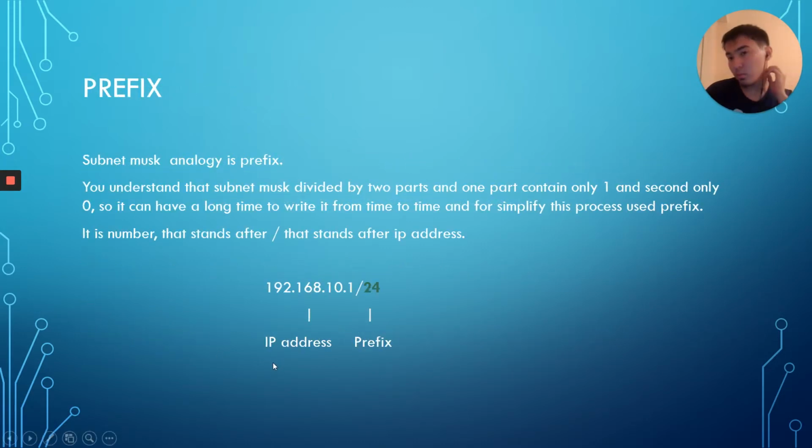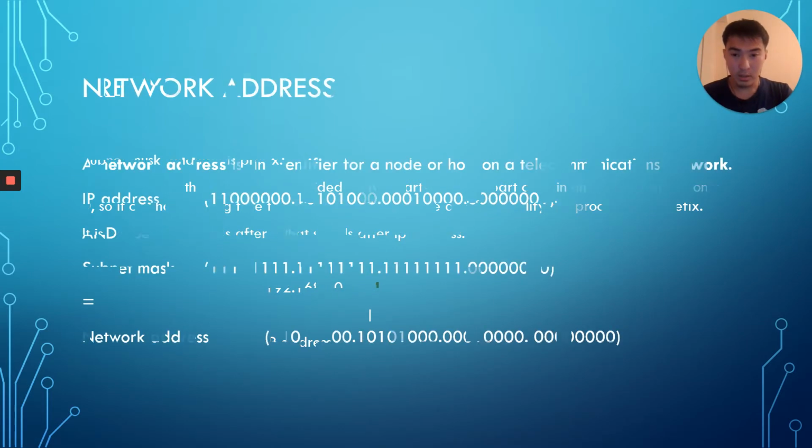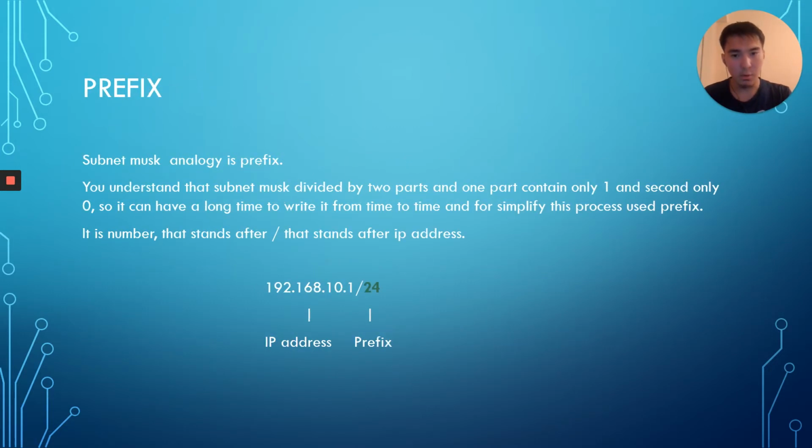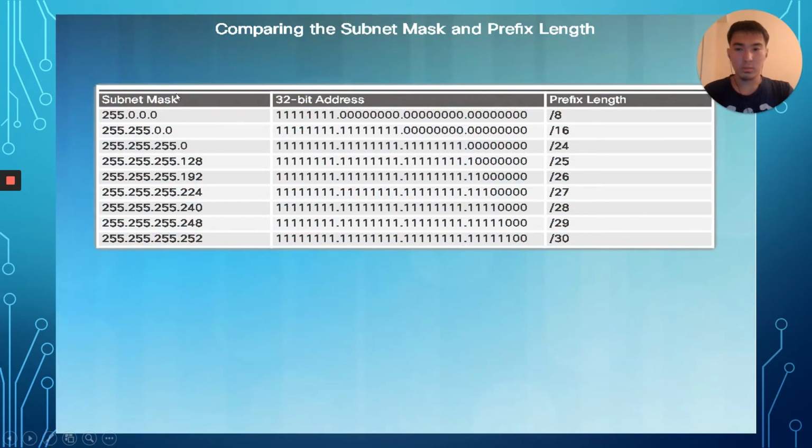So, continue. Prefix. As you can see in this slide, a subnet mask is an address divided into 2 parts. One part has only ones, and the second part has only zeros. It can be tedious to write it like this from time to time, so for this we use a prefix. A prefix is a number that stands after a slash, and this slash stands after the IP address. You can see this example: you have the IP address, you have the slash, and after this slash you see the prefix. You can also see this prefix and this subnet mask in a binary converter.